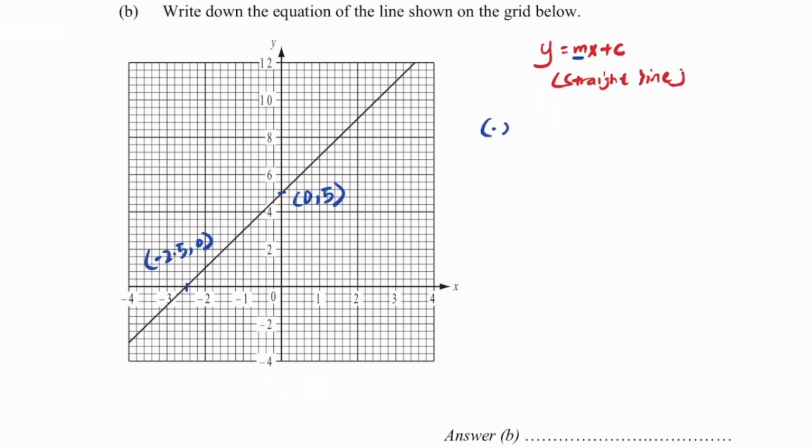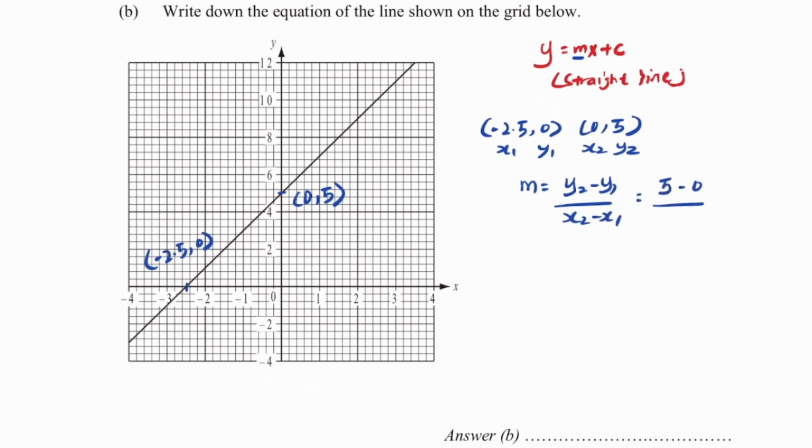So in order to calculate your gradient, let me just take out these 2 points, (0, 5). Okay. x1, y1, x2, y2. M is equal to (y2 minus y1) over (x2 minus x1). Put in the values: 5 minus 0, over 0 minus negative 2.5. So that would be 5 divided by 2.5, right? 2.5 should be 5 over 2. Okay, so 5 times 2 over 5. Cancel, it will be 2. Okay, so gradient will be 2.